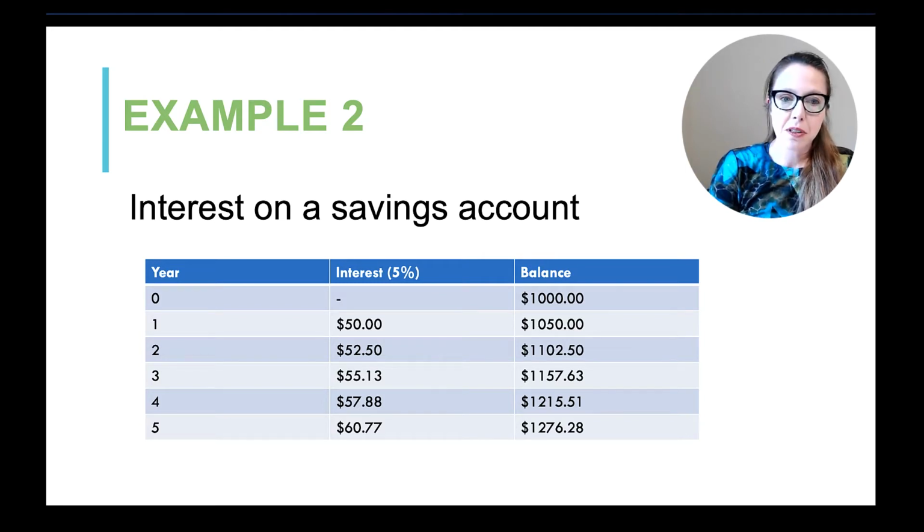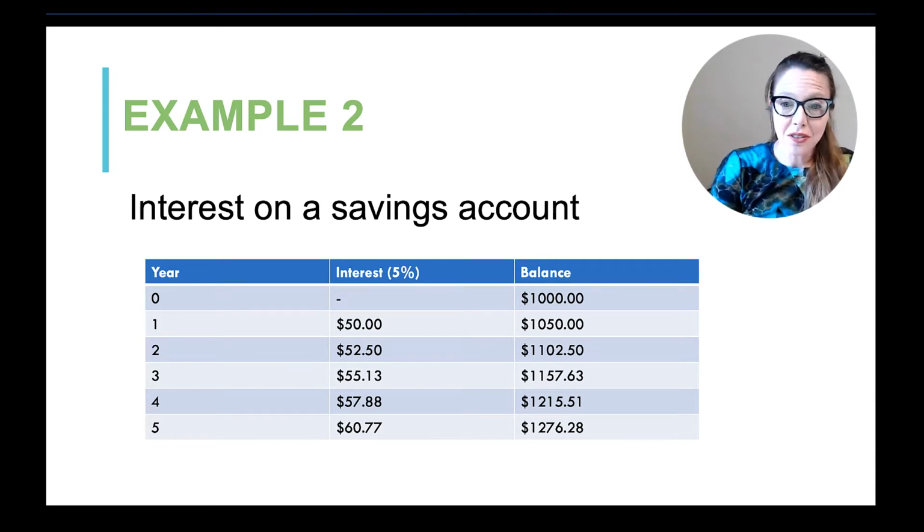Another simple example of what that could look like is interest growth on a savings account. If you put $1,000 into a bank, at the end of year 1, you would gain interest on that account. And if you're getting 5% interest, that would be $50. And so your new balance would be $1,050, even without touching that account again.